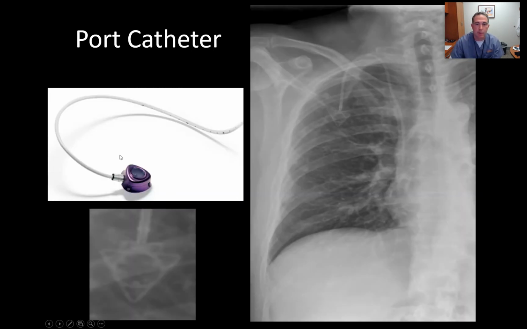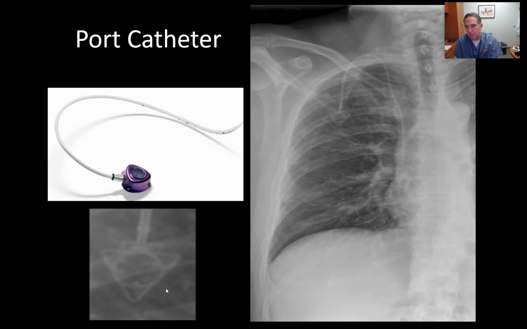This is a portacath or Metaport, different brands. Sometimes the techs will call you and they'll want to know if it can be power injected. The ones that can be power injected say CT on them. It's upside down. It says CT. This one is a purple power port. It's triangular in shape.